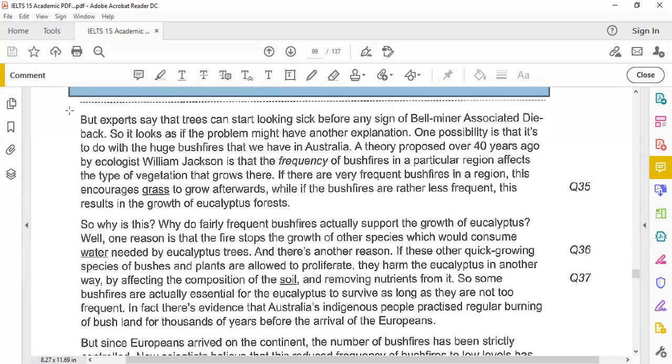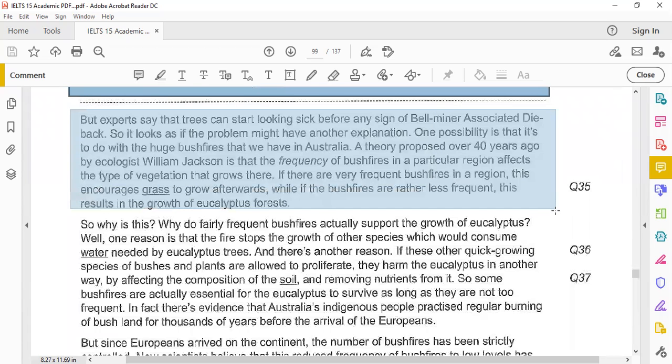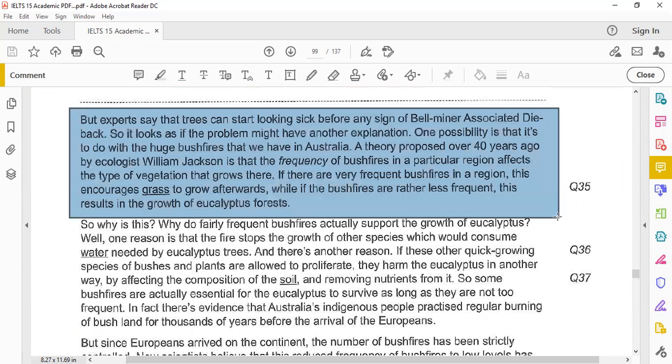But experts say that the trees can start looking sick before any sign of bell miner associated dieback. And so it looks as if the problem might have another explanation. One possibility is that it's to do with the huge bushfires that we have in Australia.